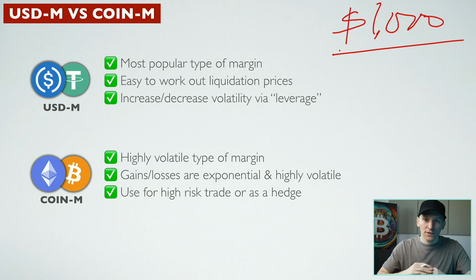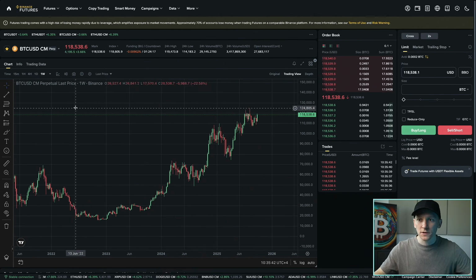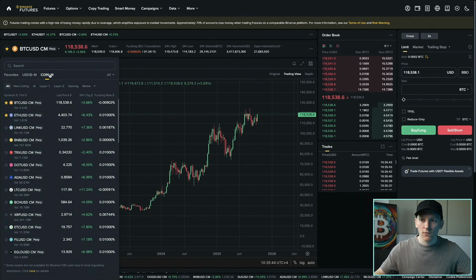I also know that if I've got $1,000 and I have 2x leverage on my $2,000 trade, if the price goes up 50%, then I make a 50% profit, but I'm using 2x leverage, so that's like 100% profit on the cash that I have down. That cash value doesn't change, so it makes it very easy to work out where your liquidation prices are if you're using leverage on top of the margin that you have. When trading US dollar margined futures, all of your profits and losses are exchanged in dollars or the stablecoin that you're using. So it's very easy to work out profits and losses. Now, going over to coin margined, so that would be here, COIN-M right here.